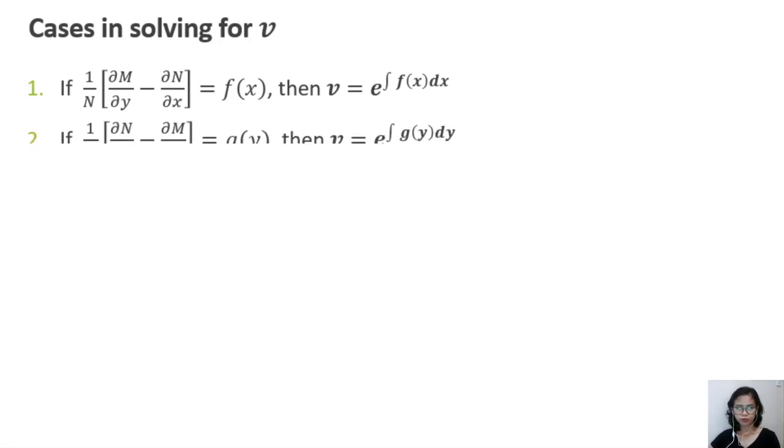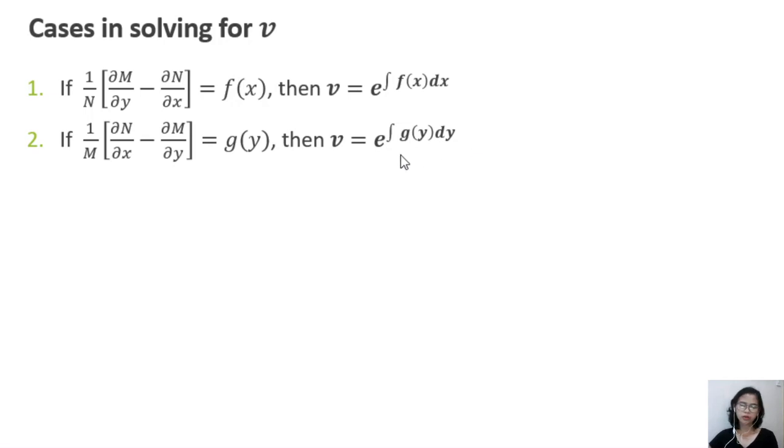But for case 2, you subtract again those partial derivatives, but it would be the partial derivative of N with respect to x minus M with respect to y, and then multiply that with 1 over M. If the resulting function is a function of y, or all the variables that you can see are all y, then your integrating factor v would be a function of y also, which is equal to e raised to the integral of g of y dy.